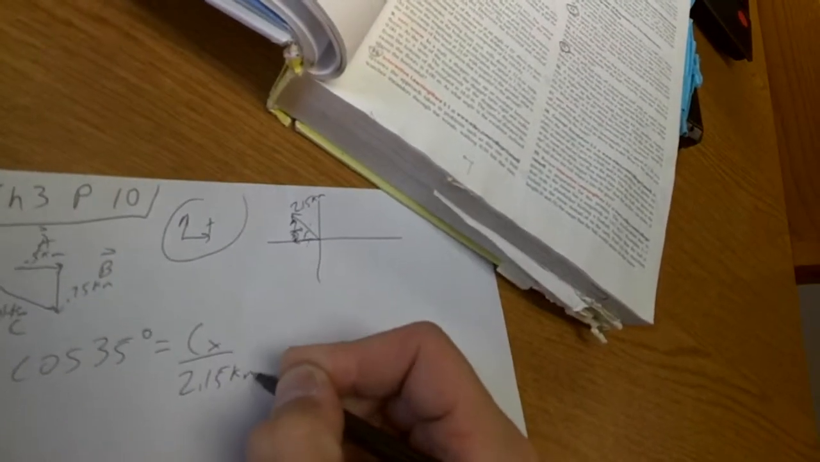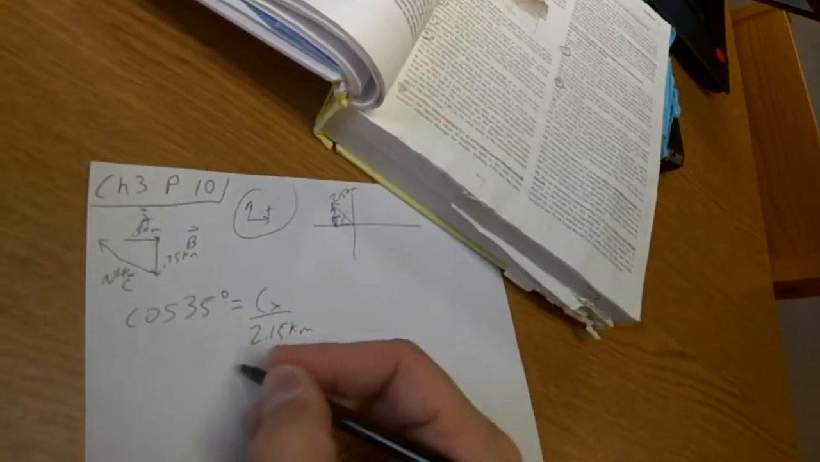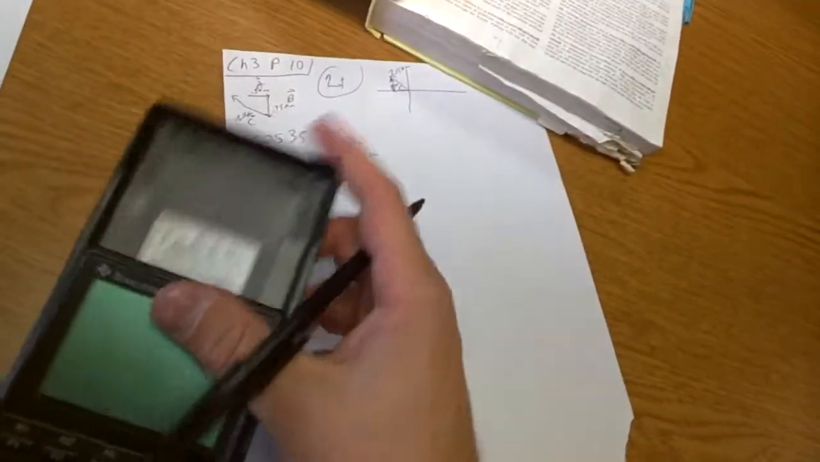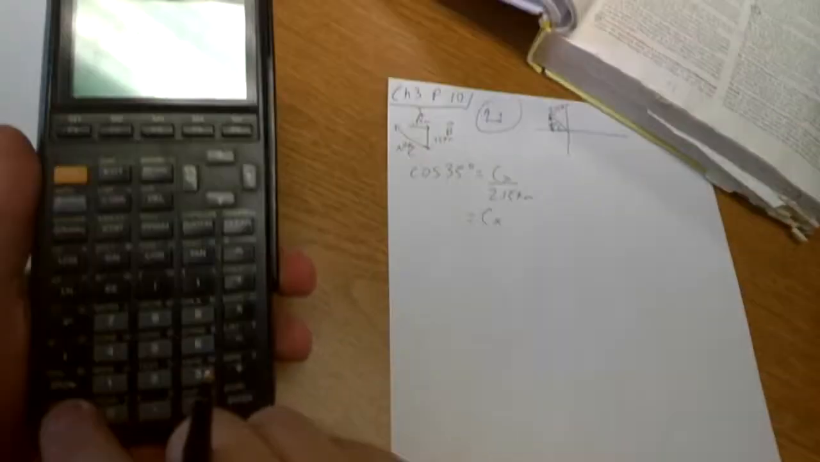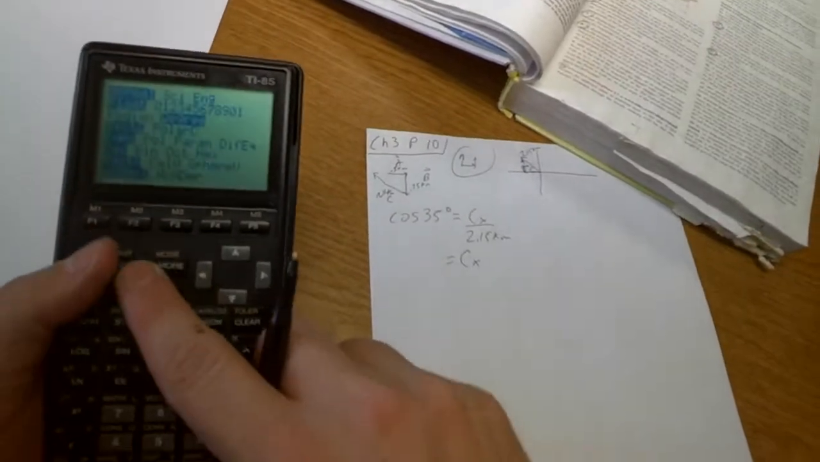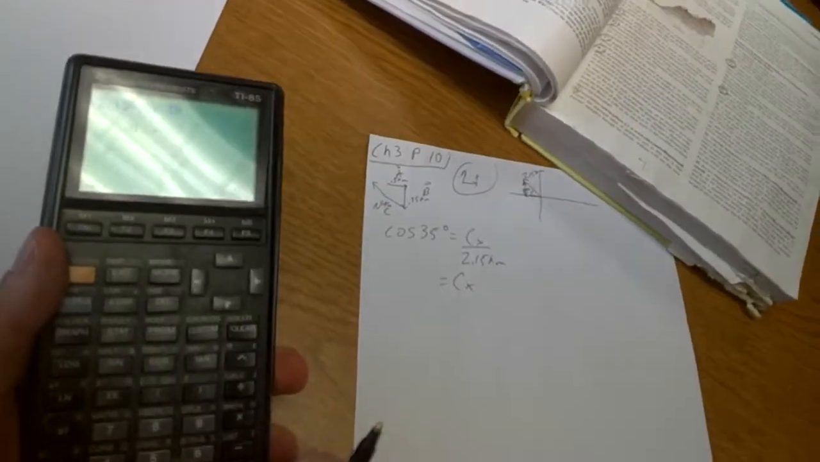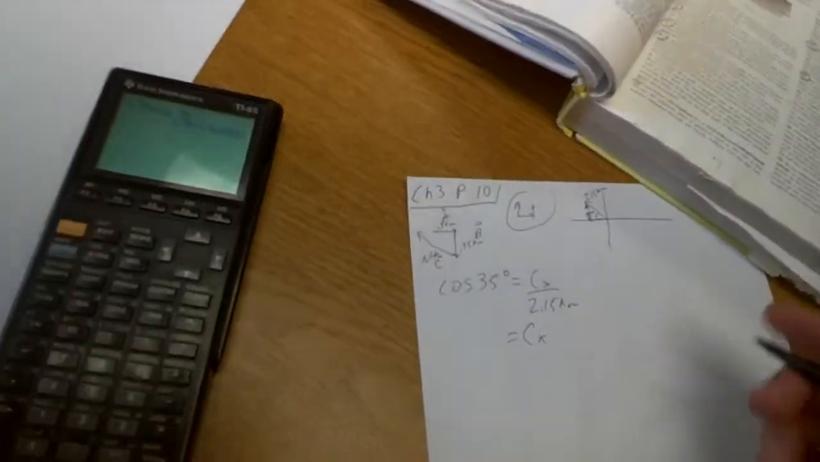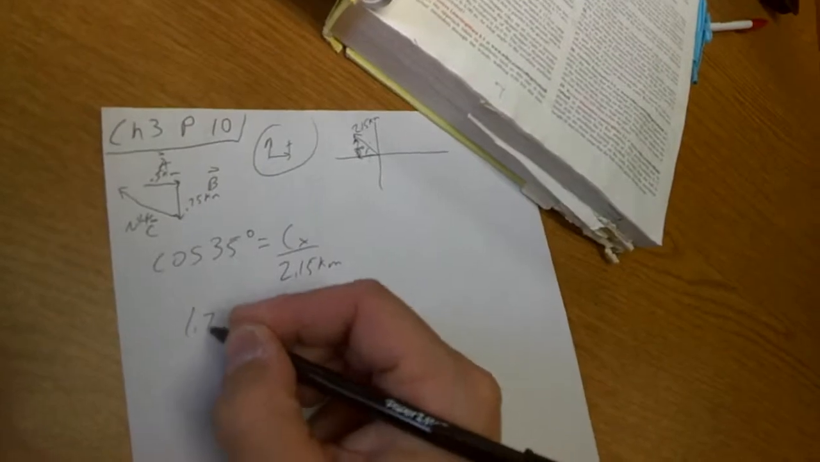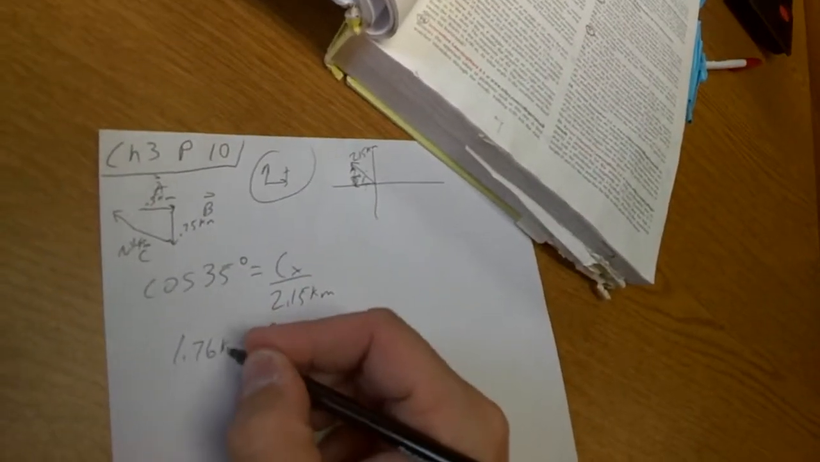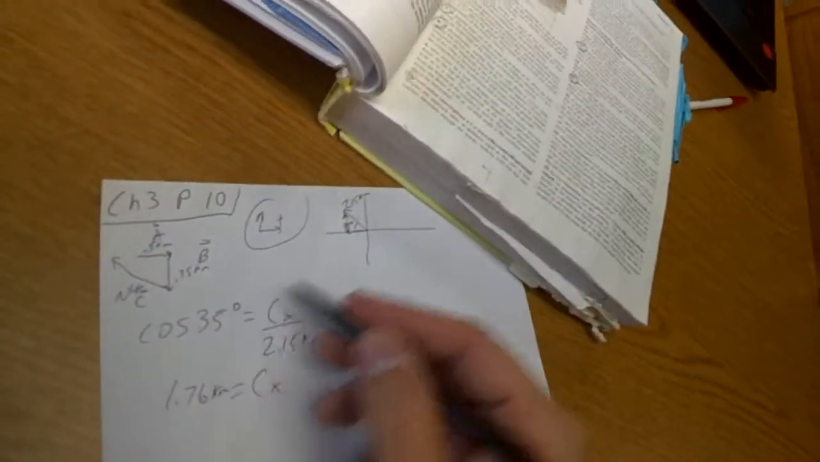So cosine of 35 degrees will equal the x component of C, as that's the adjacent, over the hypotenuse, which is 2.15 kilometers. I'll get that Cx is, if I grab a calculator here, make sure we're in degree mode. We are. So 2.15 times the cosine of 35, we get about 1.76 kilometers.